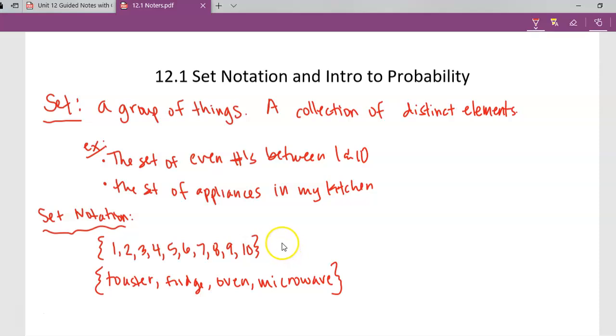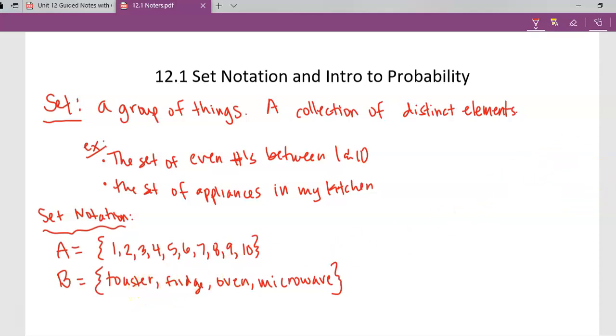Usually we name sets, and usually the default is to use a capital letter to name your set. For example, I could say that set A is equal to the set of numbers between 1 and 10. I could say set B or C, or I could choose any letter I wanted, but let's say set B is equal to this set of appliances in my kitchen. That's just a standard default notation. We just use a capital letter to say which set I'm talking about.